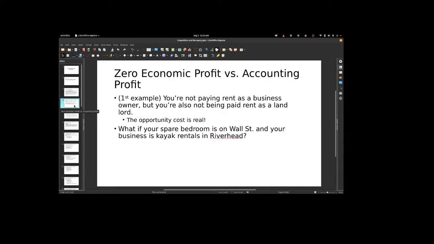So in the first example, the free rent, if we imagine the example in the slides, if your spare bedroom is in Manhattan, the opportunity cost of using that is that you could be renting it out to someone and probably making a couple thousand dollars a month. And if the context makes sense, so if you work on Wall Street and you've got this spare bedroom, it might make a lot of sense for you to use it as office space. But if your business is way out in Riverhead, well, then it would be ridiculous.